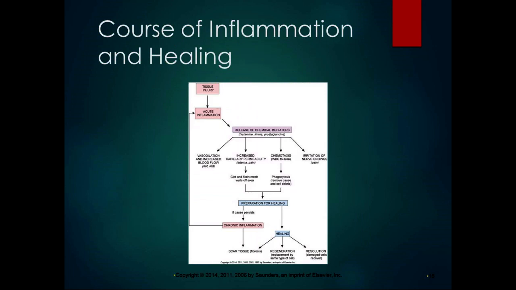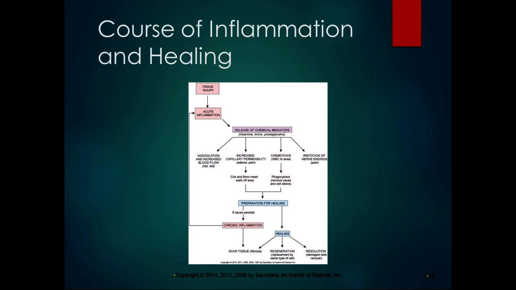So the course of inflammation and healing, and this is on page 73 in the book. So we get the tissue injury, there's some acute inflammation, you get release of those chemical mediators, which cause vasodilation and increased blood flow, and it results in the symptom of heat and redness. It causes increased capillary permeability, which results in the symptoms of edema and pain. We get increased chemotaxis, which calls the white blood cells to the area. We want that. And we get irritation of nerve endings by those chemical mediators, and that causes pain.